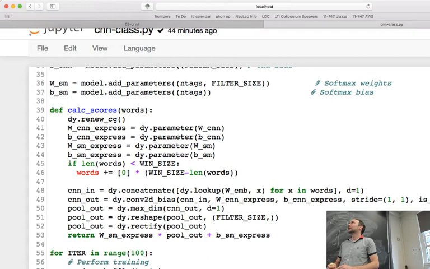Okay, so let me clarify this a little bit. It's the difference between constant almost everywhere and not constant almost everywhere. So max is not constant almost everywhere. But that's a good point. I will clarify that. Any questions about the code itself? No. Okay.